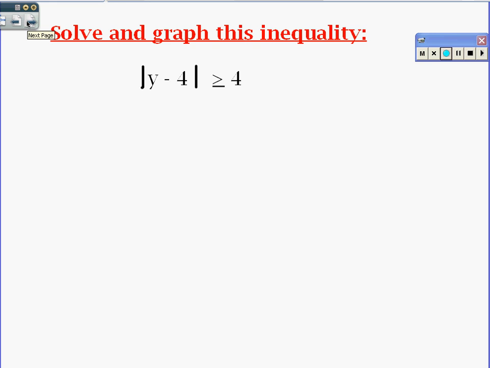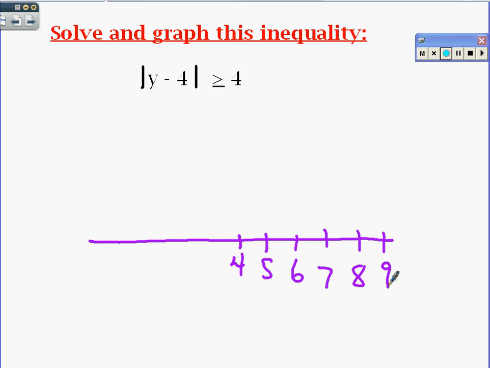Okay, here we have the distance from y to 4 is greater than or equal to 4. So to graph this, I'm going to draw my number line. And I know that my target value is going to be 4, so that goes in the middle of my number line. And it has to be greater than or equal to 4 units away from 4. So 1, 2, 3, 4.